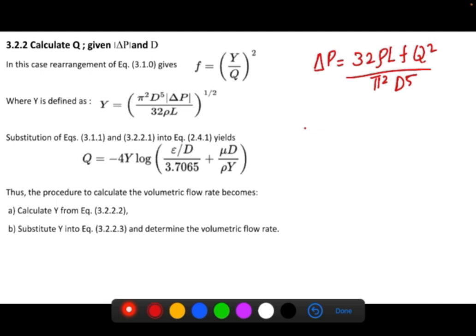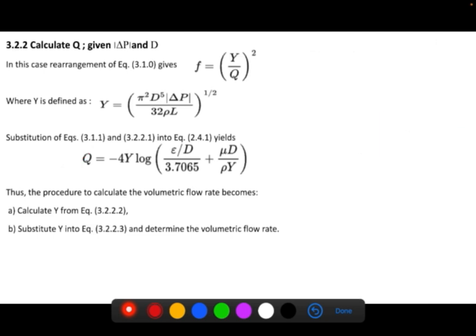Simply substituting equation 3.11, that is the Reynolds number equation Re equals rho V D by mu equals 4 rho Q by pi mu D, and 2.14, the Colebrook equation, we get the value of volumetric flow rate as Q equals minus 4 Y log of epsilon by D upon 3.7 plus mu D by rho Y. Calculate Y from the above equations given and substitute this in the equation of Q, and we get the volumetric flow rate.